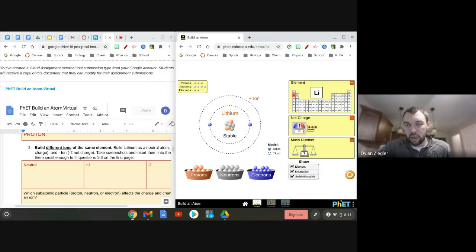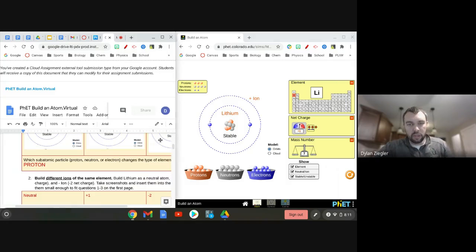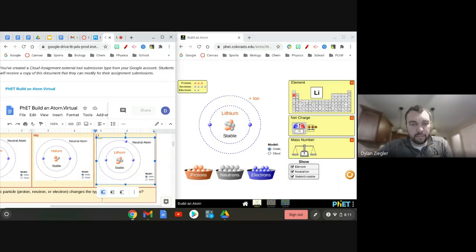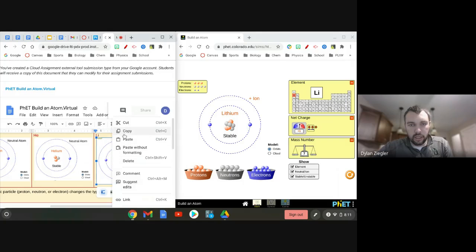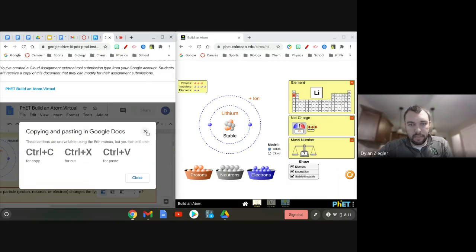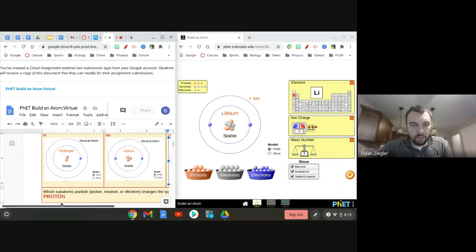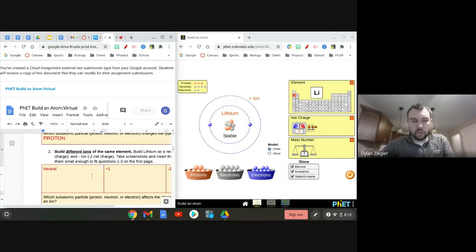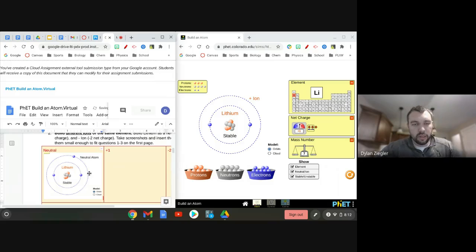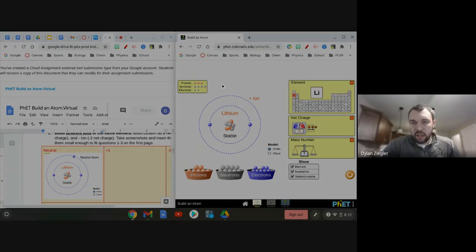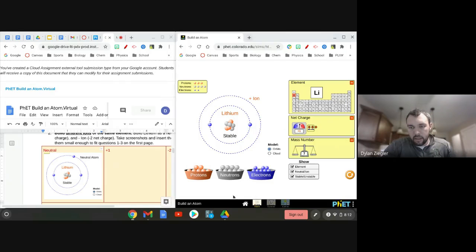Okay, so neutral. Well, I already had one that was neutral. I'm going to copy that one. So you can copy, which is Control C. And then I'm going to paste it here. I already got that neutral one. Okay, a plus ion. I have that plus one net charge. Okay, I've got that. So now I can take a screenshot of this. Copy, Control V.